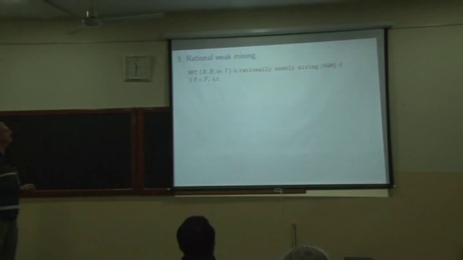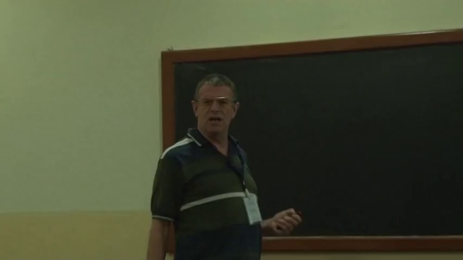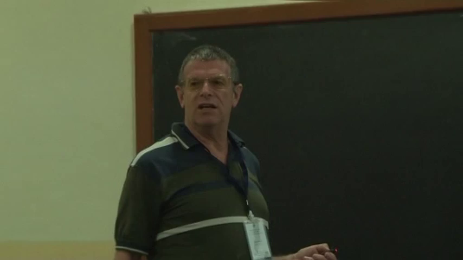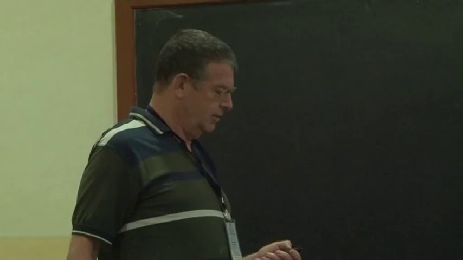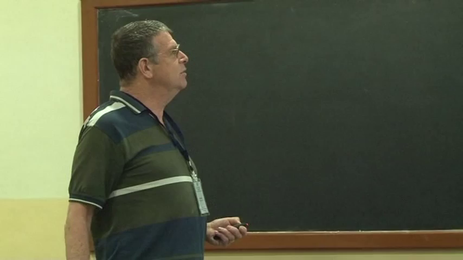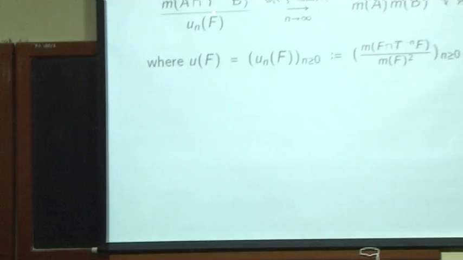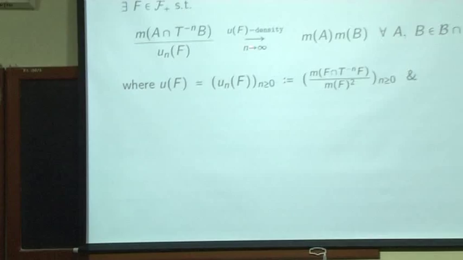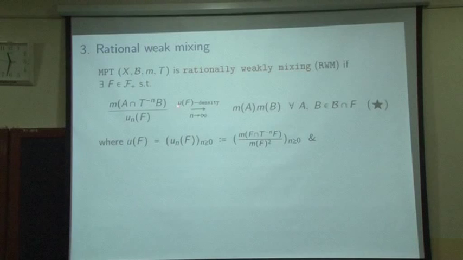Okay, so here's rationally weak mixing. If you have some set, first of all, it should be ergodic. It should be conservative ergodic. Everything's conservative ergodic. And there should be some set F of positive finite measure, so that if you look at the intersections A intersect T^{-n}F B, and you divide by these intrinsic normalizing constants or intrinsic weights, then you get convergence on some set of big density, but now it's U density, not normal density.